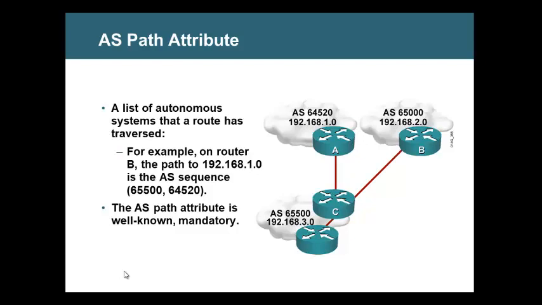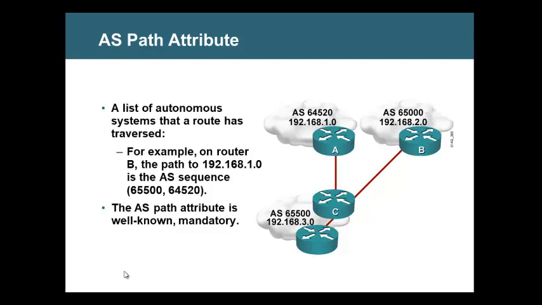Now, if you see this example here, router B is learning a network from router A. What is the network of router A? 192.168.1.0. If you notice, there are three autonomous systems. B doesn't have any direct connection to autonomous system A. It receives the updates via autonomous system C. So when 192.168.1.0 is received on router B, it will show the path 65.500, which is autonomous system C, the immediate autonomous system, and 64.520, which is the originator of this update.